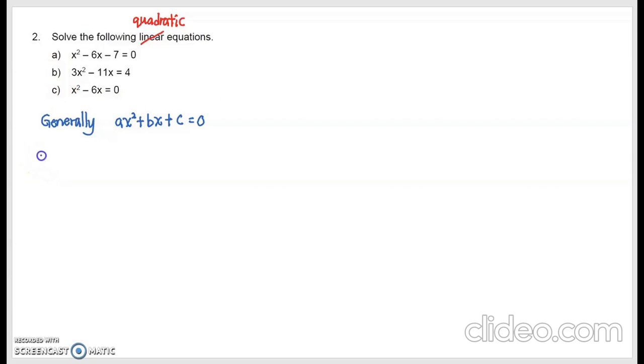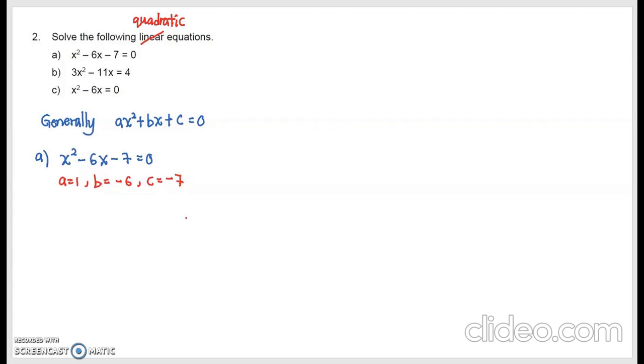Let's look at question 2a. x squared minus 6x minus 7 is equal to 0. Here you can see that our right hand side is already equal to 0. So now we can start to find our a, b, and c. a is the coefficient of x squared. Here a is actually equal to 1, not 0 but 1. b is equal to negative 6. c is equal to negative 7. Actually, you can factorize by using your calculator. You can use the calculator by choosing the mode.